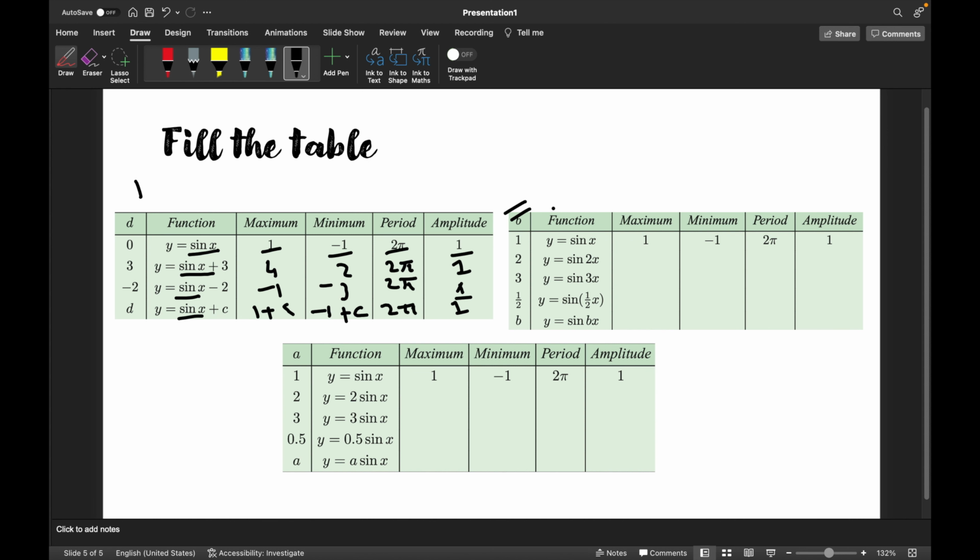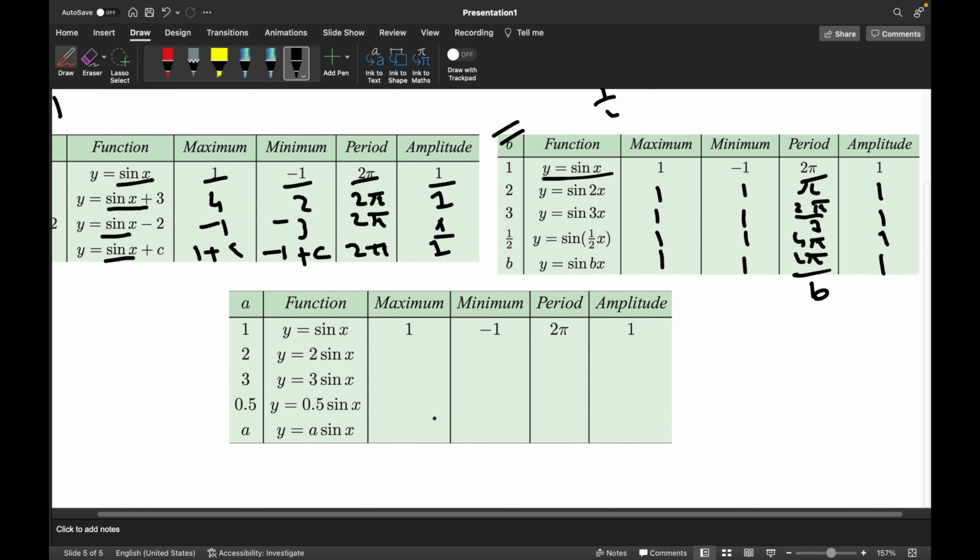Now let's look at the second question. They've written down the answer. The maximum and minimum would remain the same. The period would reduce by a factor of 2. Amplitude same. 2 pi by 3. This would be 1, 1, 4 pi, because 2 pi by 1 by 2 is 4 pi. And amplitude same. This would be 2 pi by b. Amplitude 1. So that's our answer.